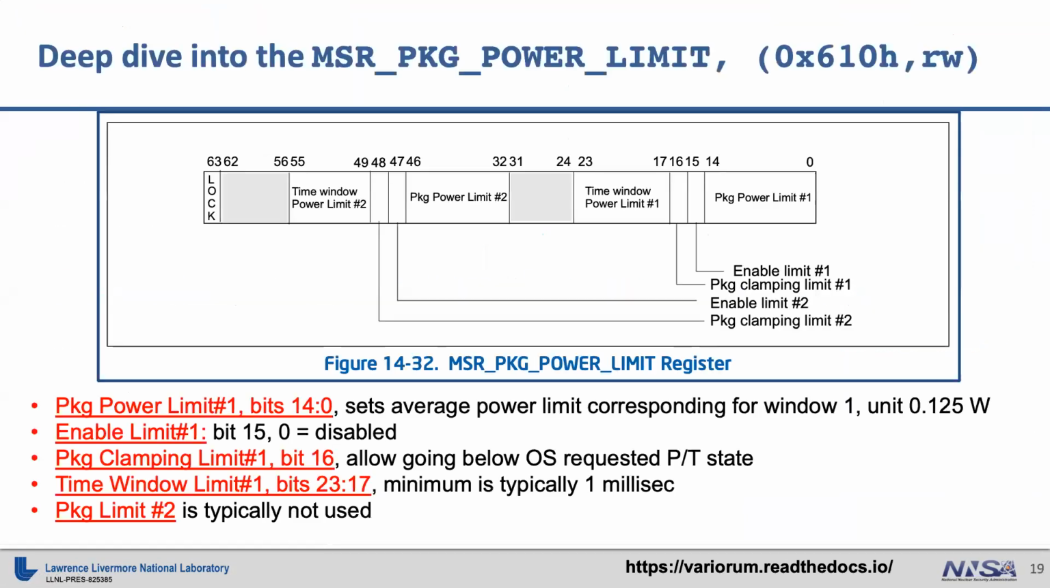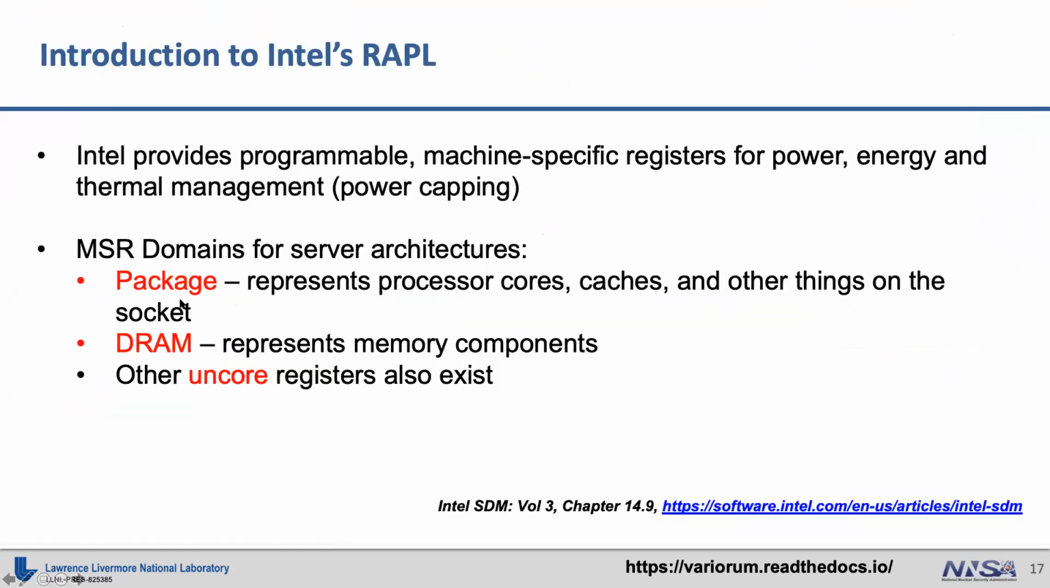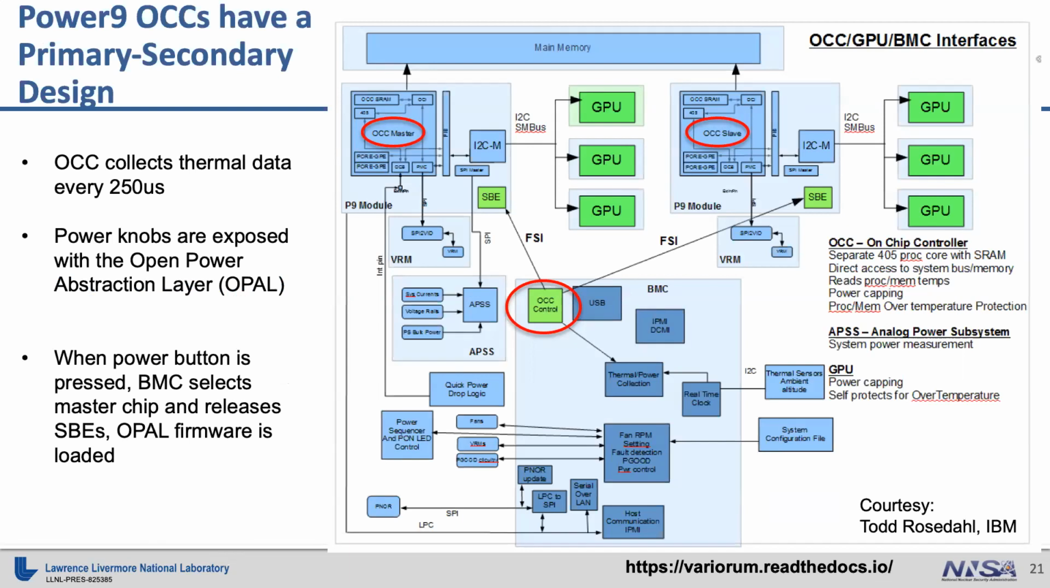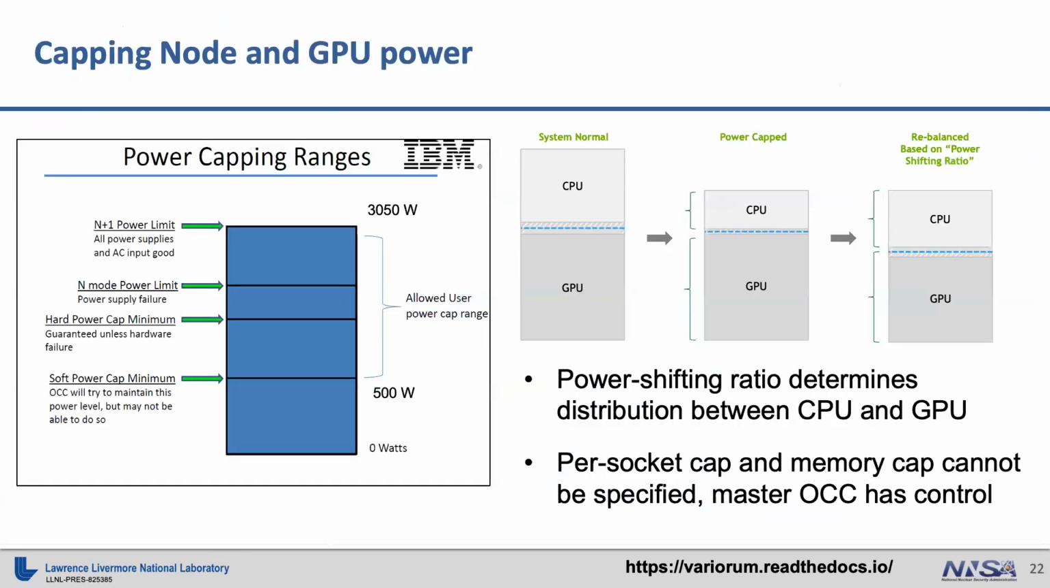So with Intel, like we said, the package represents a socket, right? So most of the registers are at the socket level. IBM does this at the node level. It also allows you to specify GPU power management through a unique feature called power shifting ratio, which determines the power distribution between CPUs and GPUs. And as I mentioned, per-socket or memory power capping cannot be specified. The primary OCC has control.